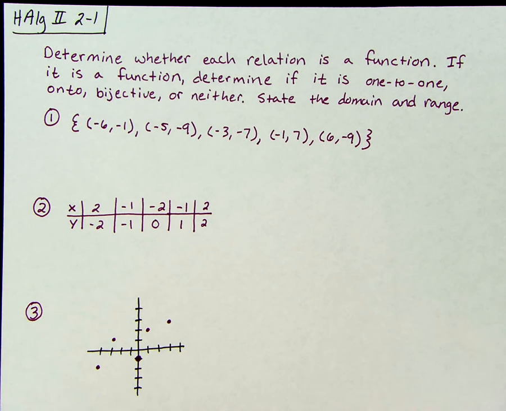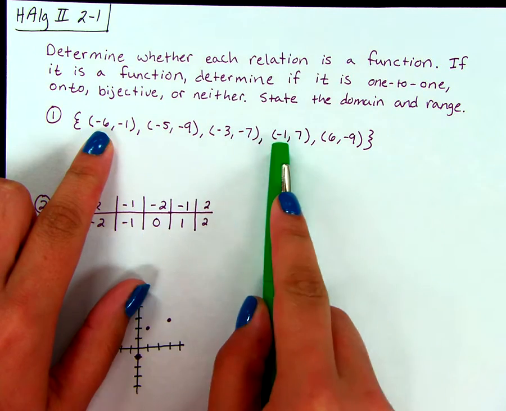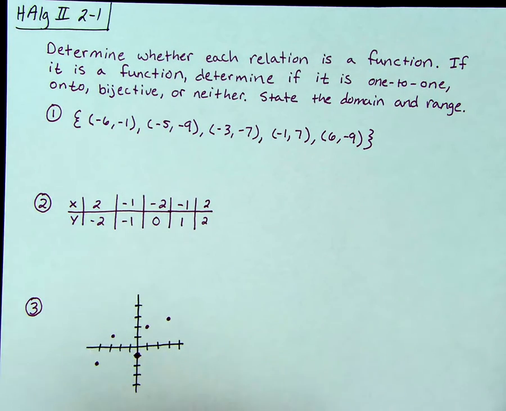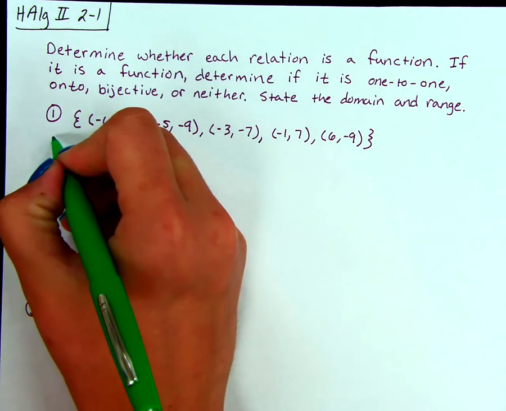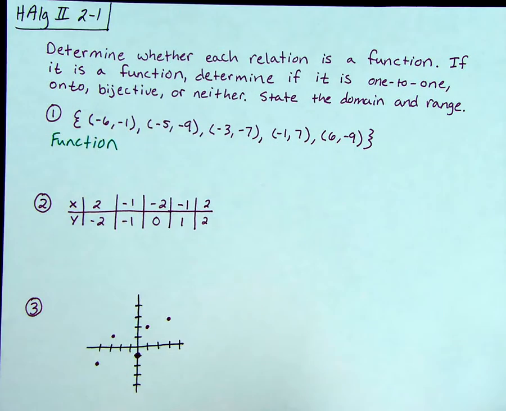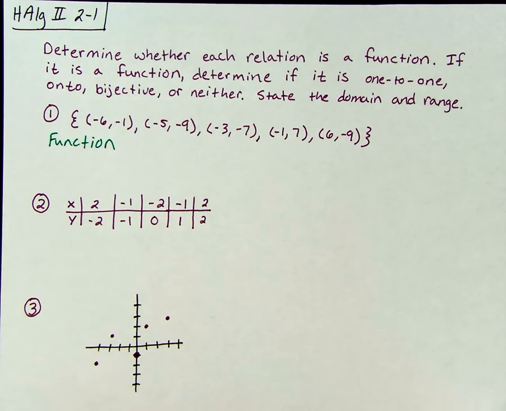Now remember, if a relation is a function, the x value can't repeat. So if I'm looking at this list of numbers here, I'm looking to see if my x value repeats. So none of the x values repeat, so that means that this is a function. So since it is a function, next thing I'm going to decide if it's one-to-one, onto, bijective, or neither.